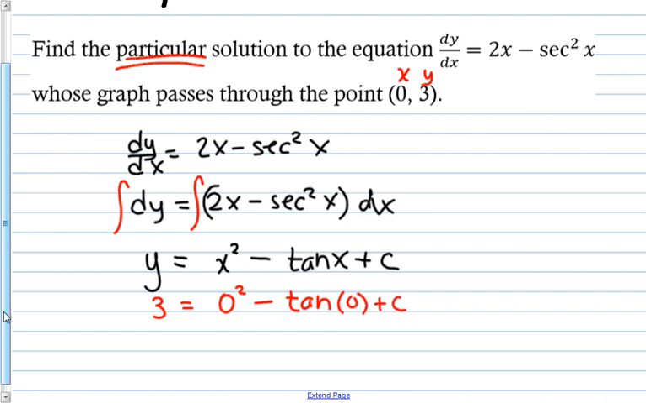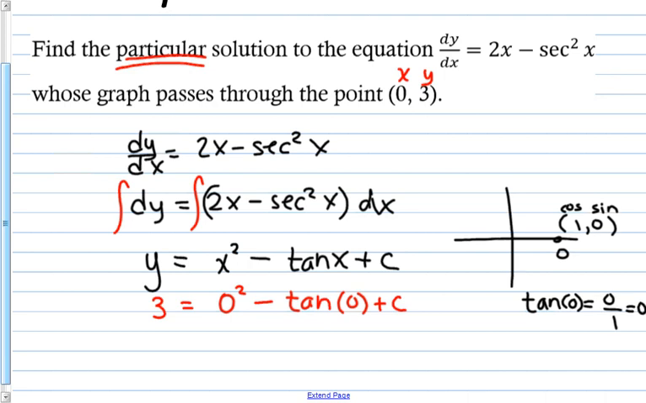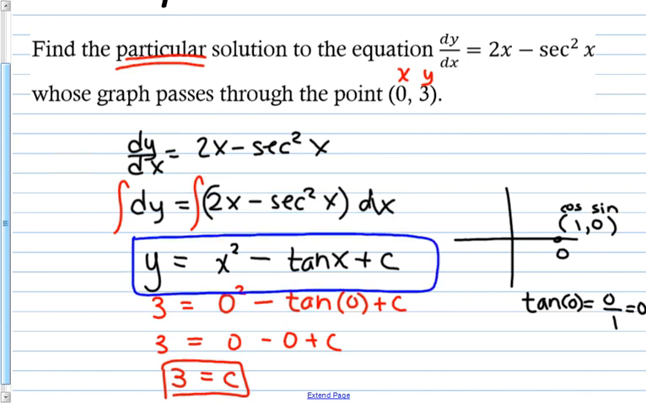All right, unit circle. So here's 0. At 0, my coordinates are (1, 0). So this is the cosine and the sine. Okay, tangent of 0. That is sine divided by cosine, which is 0. So back over here, I have 3 equals 0 minus 0 plus c. So c is 3. So now that I know c is 3, I go back to the antiderivative, which is right here. And I'm going to be a little lazy, right? So plus c is now plus 3.